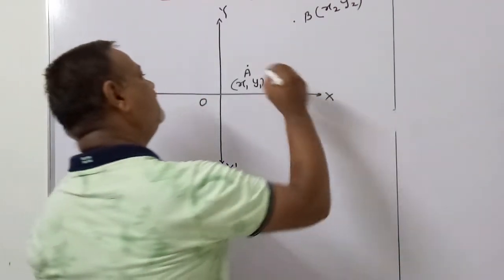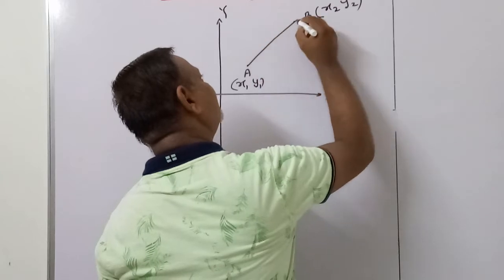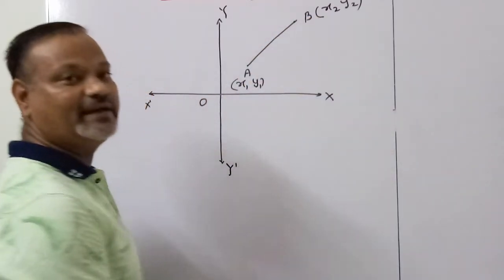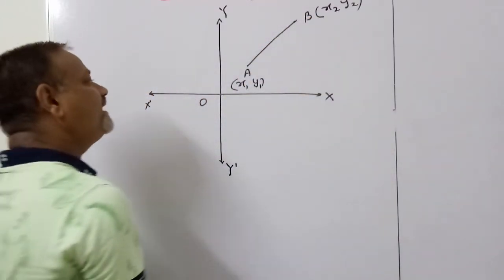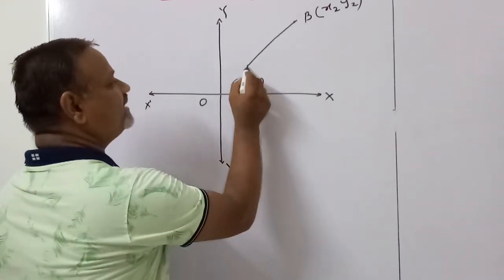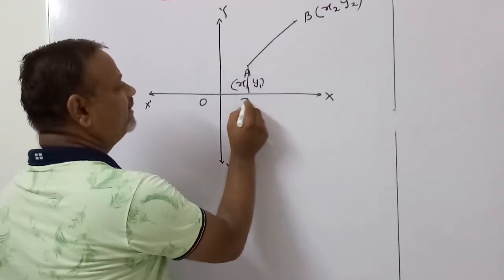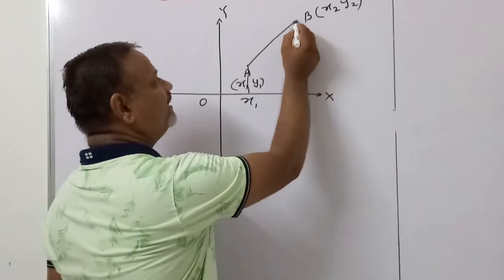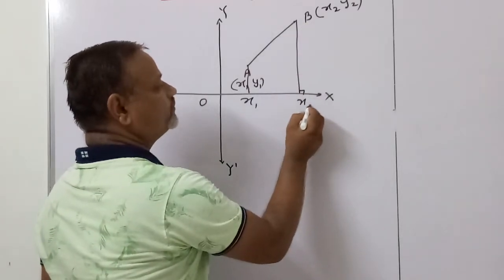Now we can find the distance between the 2 points. ये दोनों के बीच का distance find out करना है मुझे. Got it? अब मैं क्या करूंगा? इसका coordinate x1, y1 कैसे आया? क्योंकि इसका x coordinate है x1 और इसका x coordinate हो गया x2.